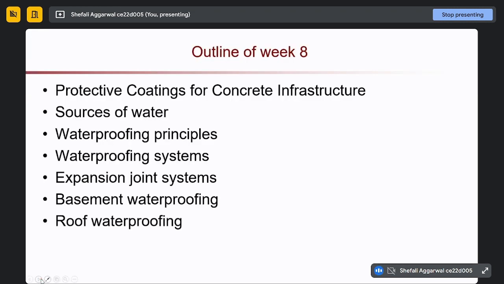So, in the 8th week, you might have studied different protective coatings for concrete infrastructure, and then you might have studied the module on waterproofing, where you studied different sources of water in concrete structures. What are the waterproofing principles? Different systems of waterproofing, expansion joint, basement waterproofing, and roof waterproofing.